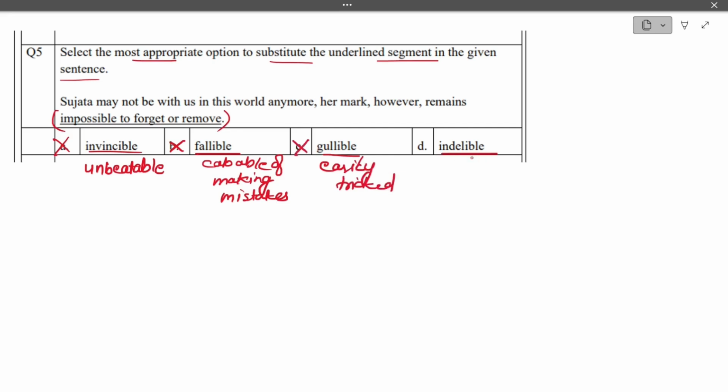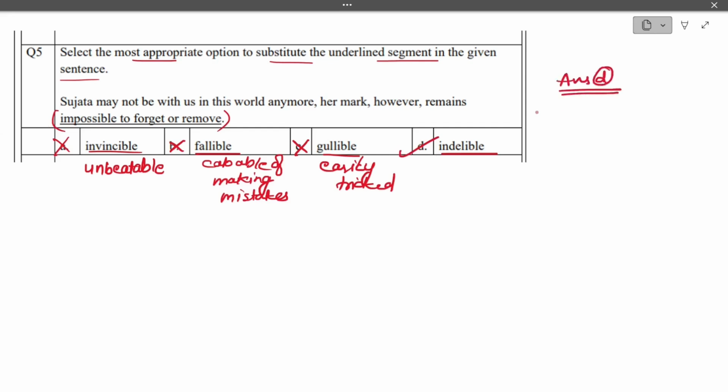Yes, indelible is the correct answer. Why so? Because indelible means it is impossible to forget or remove. The exact meaning of this thing is only indelible. So I hope you understood it. The correct answer in this case is option D.